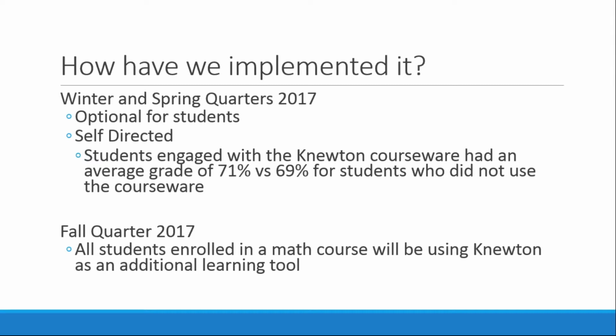And from that time period, what we found was the students who engaged with the Newton courseware at least once had an average grade of 71% versus a 69% for the students who did not get into the courseware at all. And this is for our Math 101, our college algebra / quantitative reasoning course that those grades come from.